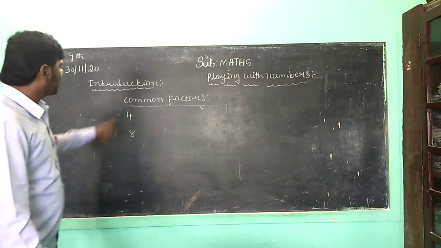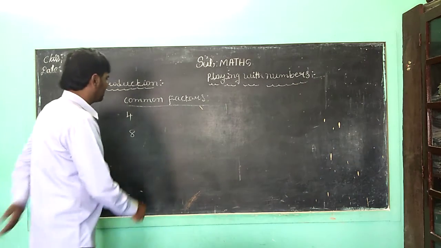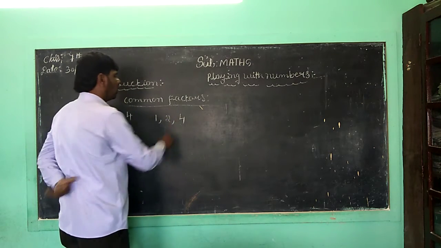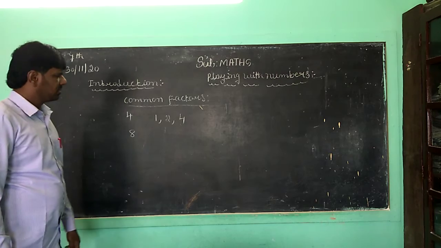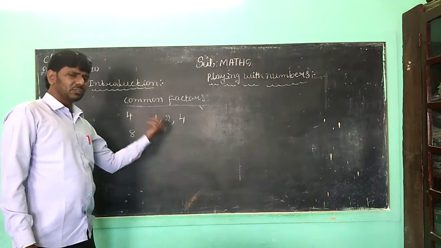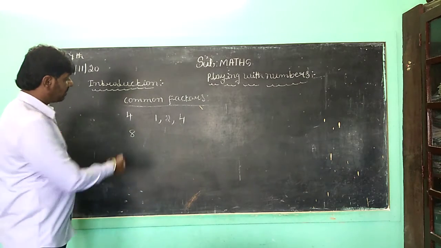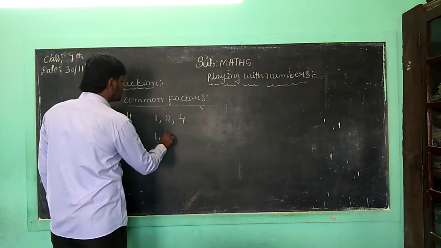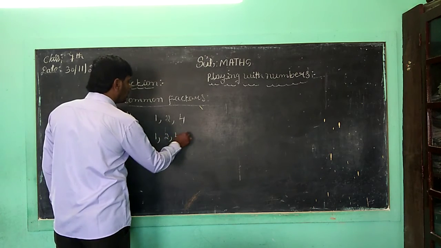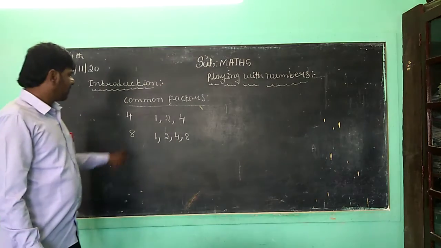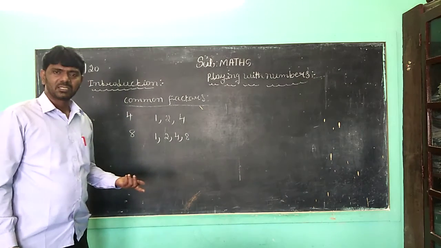The factors of 4 are the numbers that divide it: 1, 2 and 4. 1 is divisible by itself. 2 divides 4, and 4 is divisible by itself. Now the factors of 8 are 1, 2, 4, 8. Correct, children?